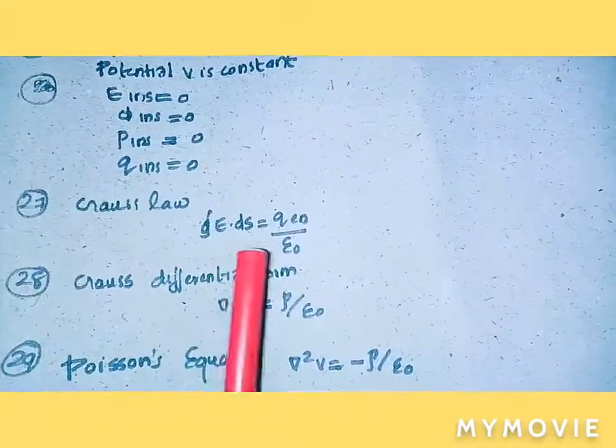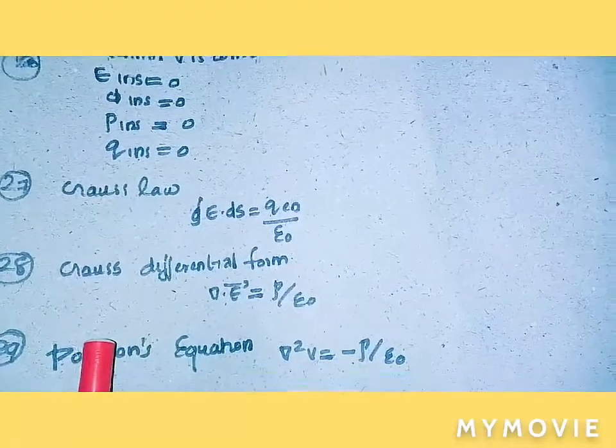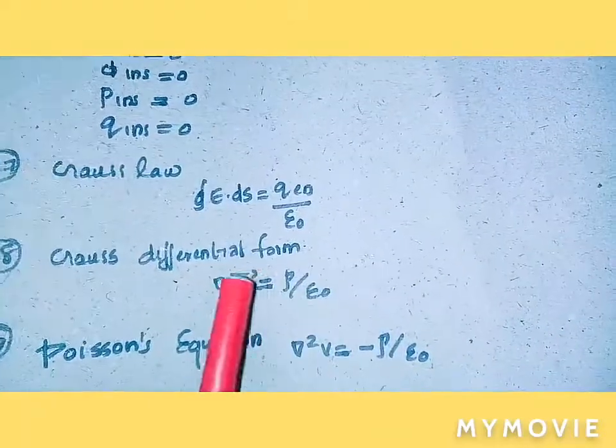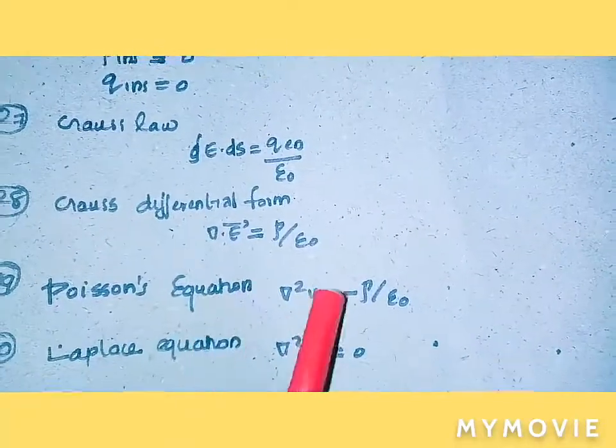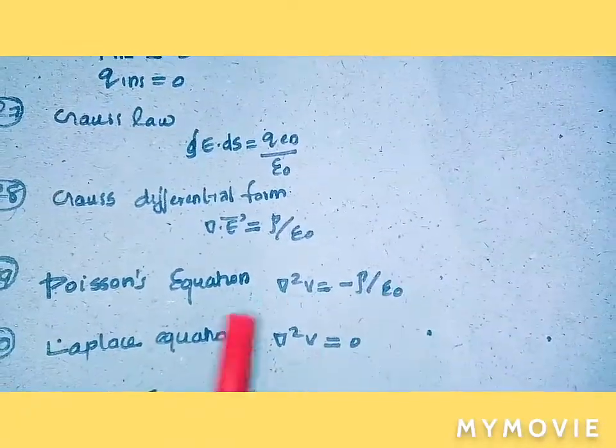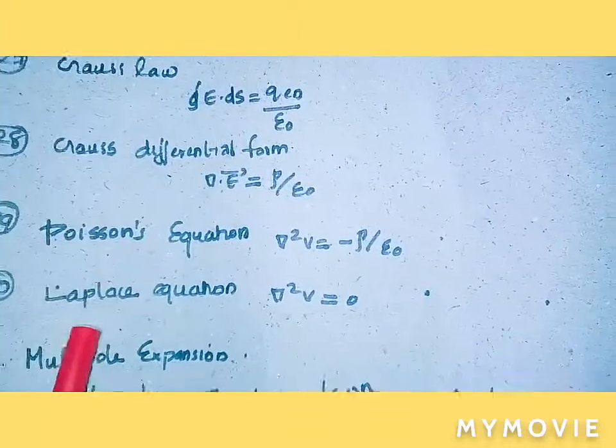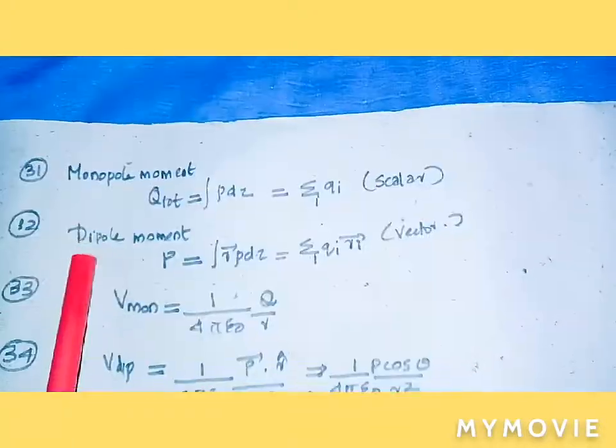Gauss law: integral E dot ds is equal to Q enclosed by epsilon naught. Gauss differential form: del dot E is equal to rho by epsilon naught. Poisson's equation: del square V is equal to minus rho by epsilon naught. Laplace equation: del square V is equal to 0.